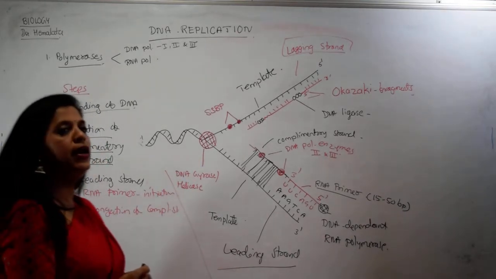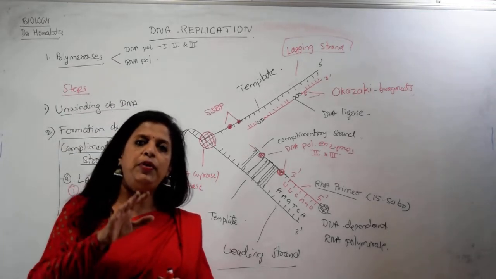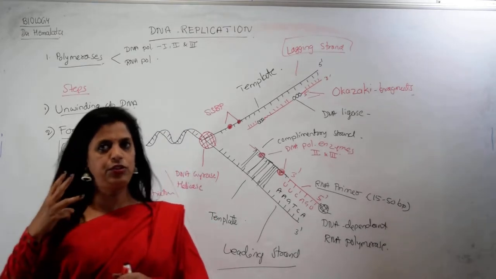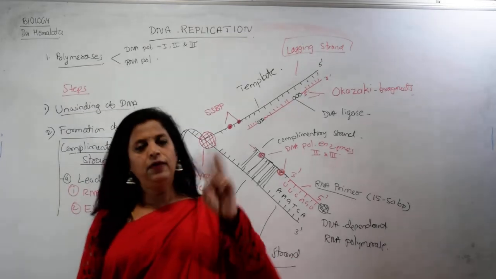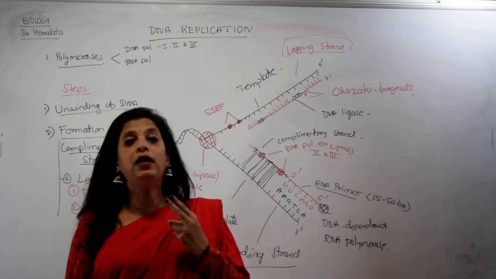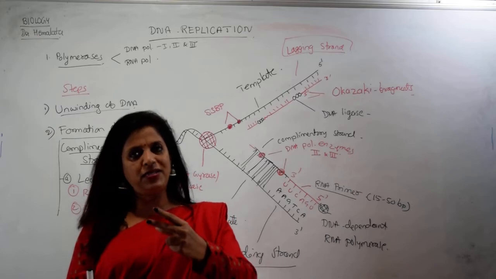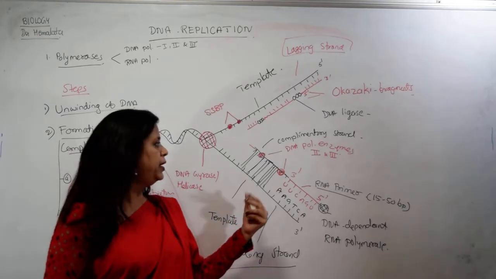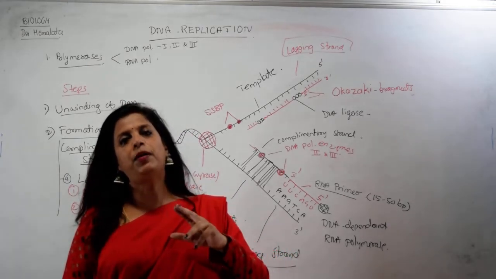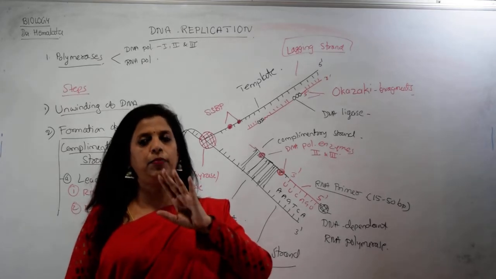The complementary strand gets elongated with the help of DNA polymerase enzymes. DNA polymerase enzymes are of three types: DNA polymerase 1, DNA polymerase 2, DNA polymerase 3. Among the three, DNA polymerase 2 and DNA polymerase 3 help in the complementary base pairing. They bring the nitrogen bases which are complementary to the template, and they will bind to it. This is called complementary base pairing. That's happening by the enzymes DNA polymerase 2 and DNA polymerase 3.